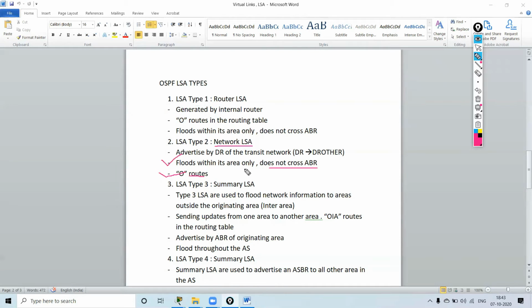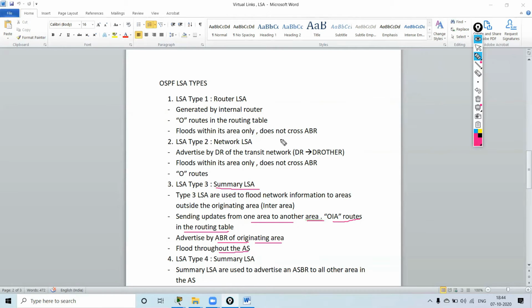Then comes LSA 3, summary LSA. Type 3 LSAs are used to flood network information to areas outside the originating area, meaning OIA routes, sending updates from one area to another area. OIA routes in the routing table are my summary LSAs, advertised by the ABR of the originating area. They flood throughout the autonomous system.